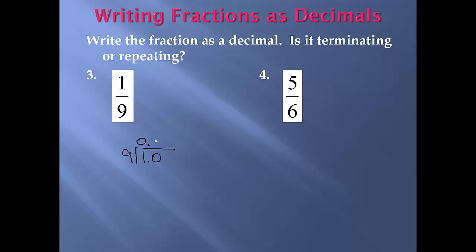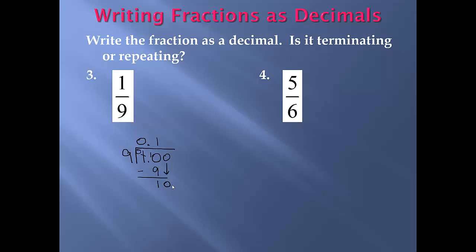Now 9 goes into 10 one time, and 1 times 9 is 9. We'll go ahead and subtract. 0 minus 9 we cannot do, so we'll borrow from the 1, and it becomes a 0. Now our 0 becomes a 10. 10 minus 9 is 1. We have 1 left, so we need to continue dividing. So we'll add a 0 and bring that 0 down.